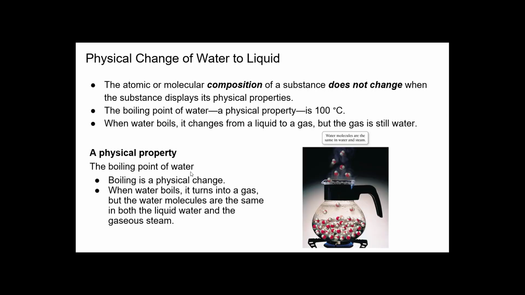Physical change. The atomic or molecular composition of a substance does not change when the substance displays its physical properties. That's a fancy way of saying that in a physical change, the compound or substance is still the same substance. It's not changing even if it looks different. The atoms are still there. H2O is water. No matter whether it's solid, liquid, or gas, it's still H2O. That's on the atomic or molecular level.